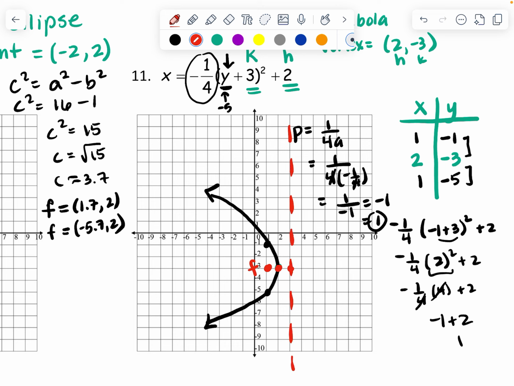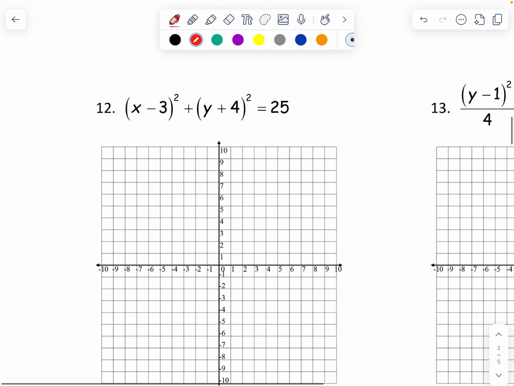Now look, on your test, you're going to have to answer where is the focus. So the focus is the point 1, -3. And the directrix is the equation of a line. Well, it crosses through the x-axis, so the directrix is the equation x equals 3. All right? Okay, let's look at number 11.